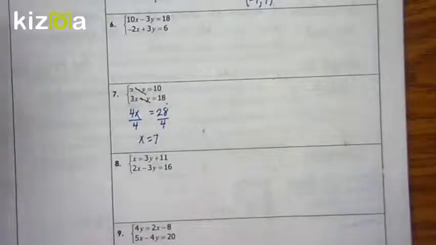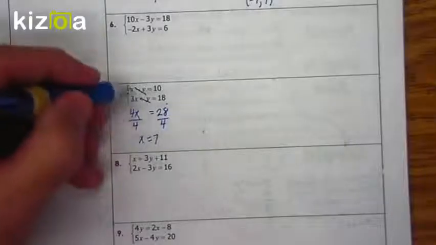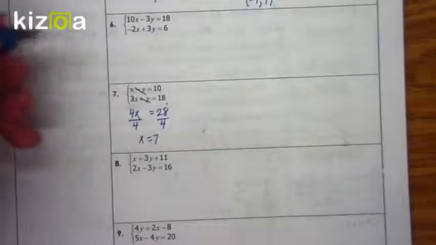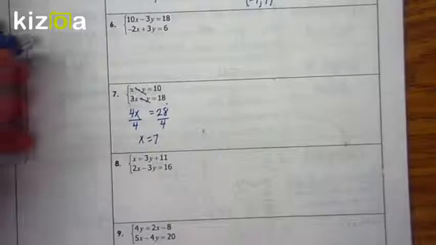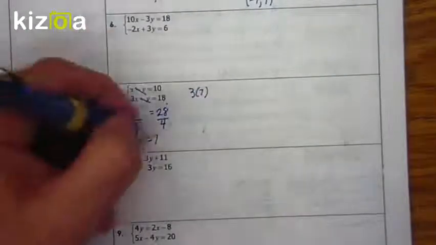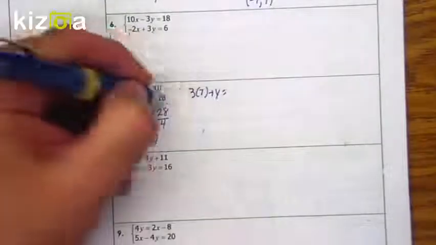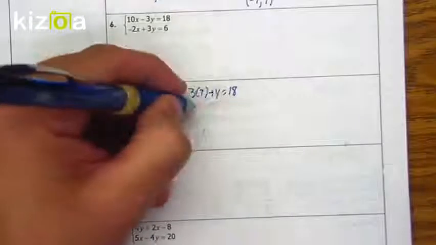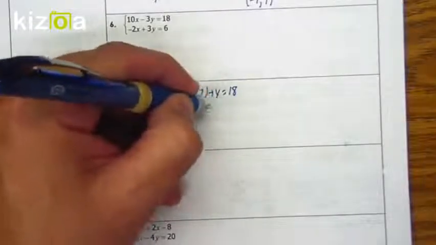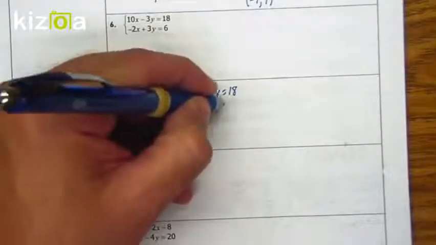I'm able to take that 7 and plug it into either equation. I'm going to plug it into the bottom this time to show you can do it in either one. And I'm going to do 3 times 7, because there's an x there, put the 7 in its place, plus y is equal to 18. 21 plus y is equal to 18.